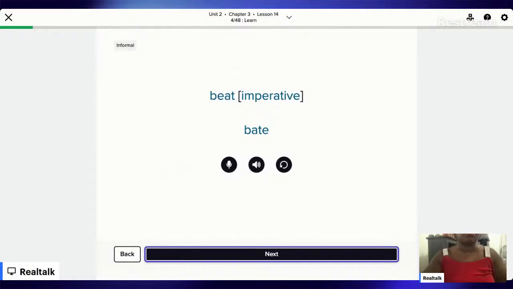Like when you say, am I saying it right? Vamos, or maybe dame, bate, something like that. As you can see, it's informal. What's the casual way to say beat, imperative? Bate.